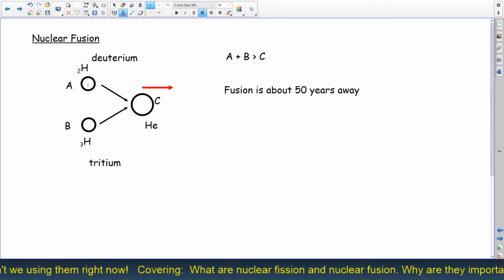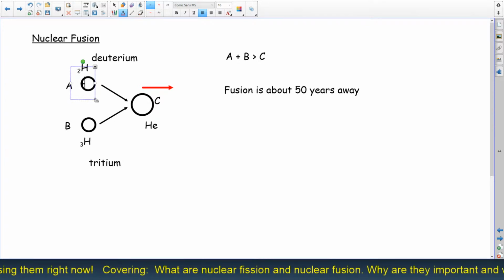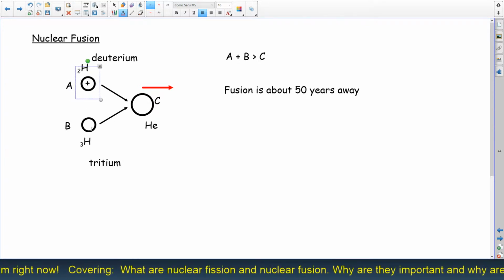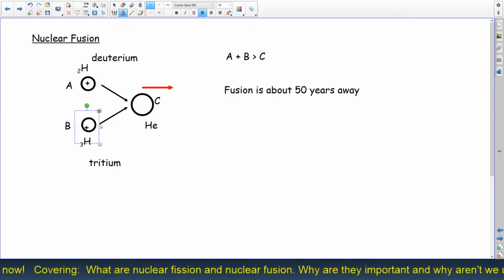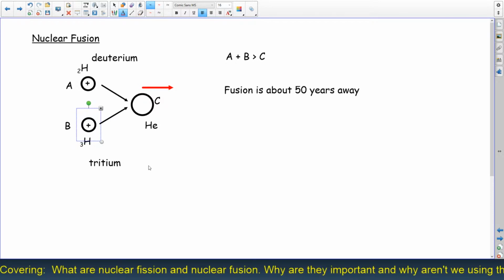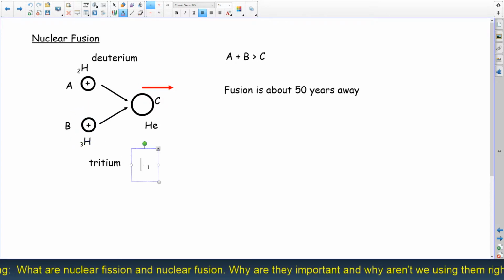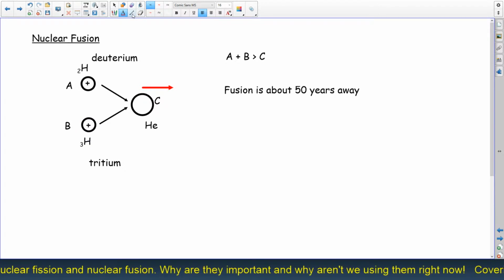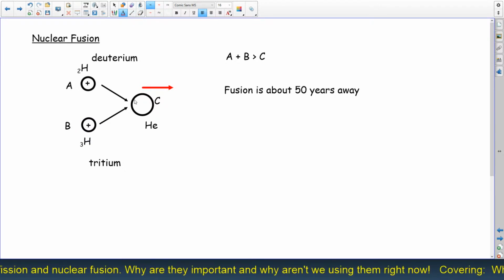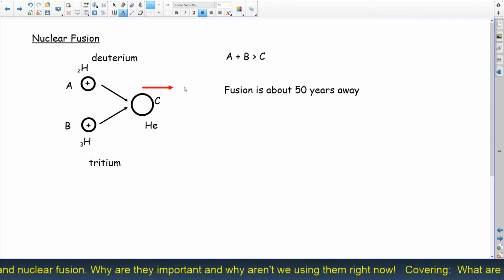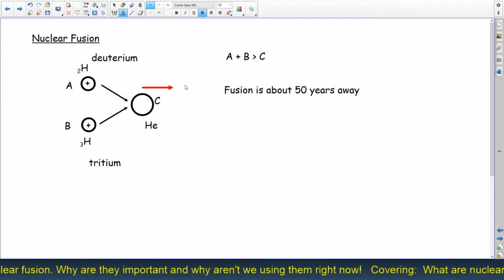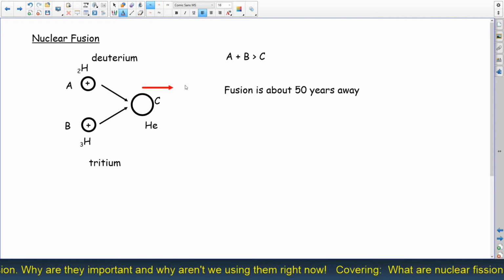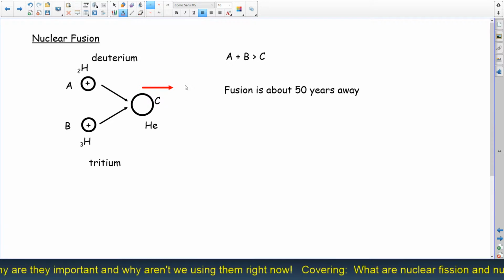And the reason for that is that you're taking a positive nucleus and you're trying to push it together with another positive nucleus. And the amount of force and pressure and input energy required to do that is enormous. And the amount of energy you get out at the end, for now, is less than the amount that you put in in most cases. Now, the sun does it.